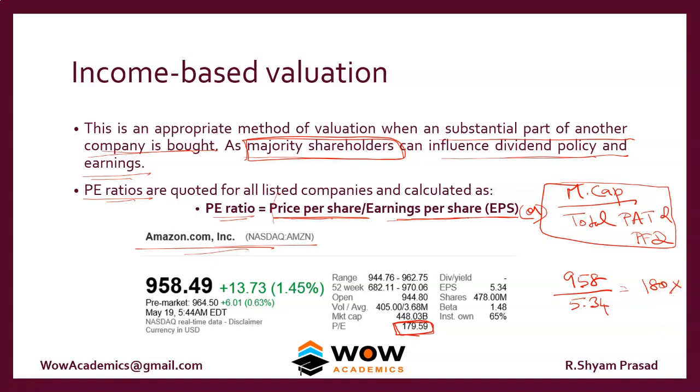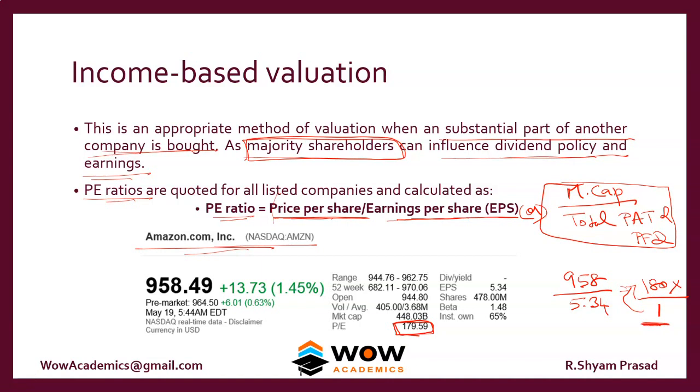X refers to times. So in short, it works like this: 180 is divided by always 1. Okay, it refers to, for every 1 rupee of earnings of the company, the share price is trading at 180 times. So if the company is earning 1 rupee per year or $1 per year, it will take 180 years to recoup the share price.